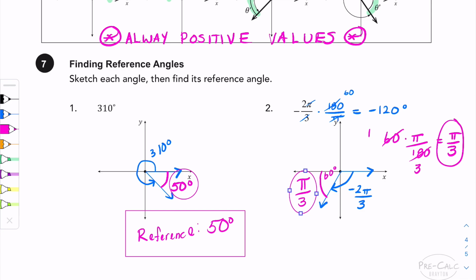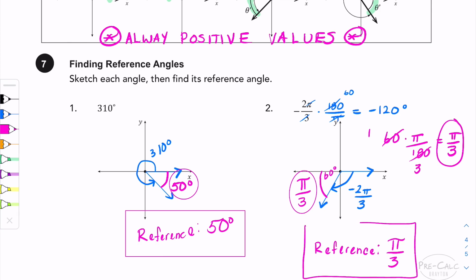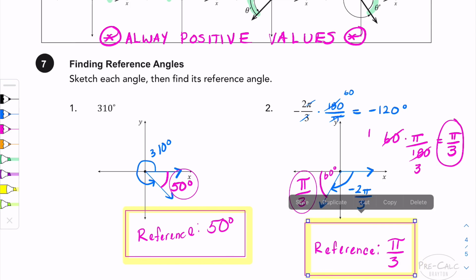So pi over 3 and 60 degrees are the same thing, but when your problem starts in radians, you need to make sure your answer is also in radians. So your reference angle is positive pi over 3. Again, always less than 90 degrees, always positive. And that's it for today's notes. Let me know if anyone has any questions.